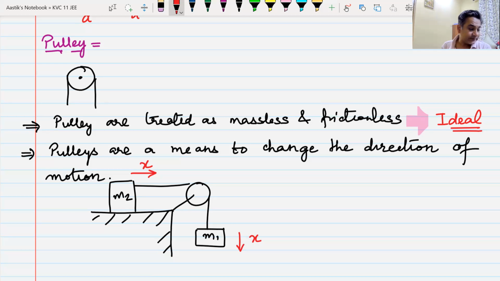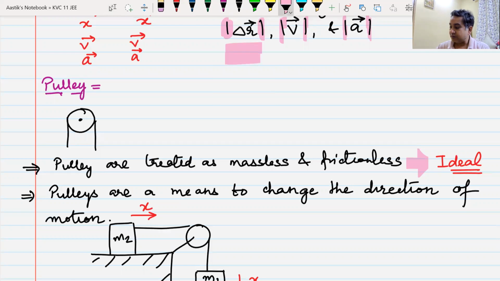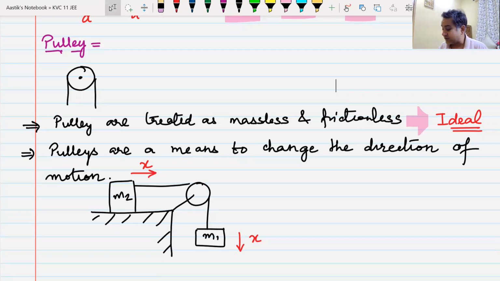Do we understand this? And that is why I used the term magnitude, because they can have different directions of motion, but they still have the same magnitude. So pulleys are a means to change the direction of motion. If this block moves down with velocity v, this block cannot move down. This block will move ahead with velocity v. The magnitudes are same, directions are different. Do we understand this?